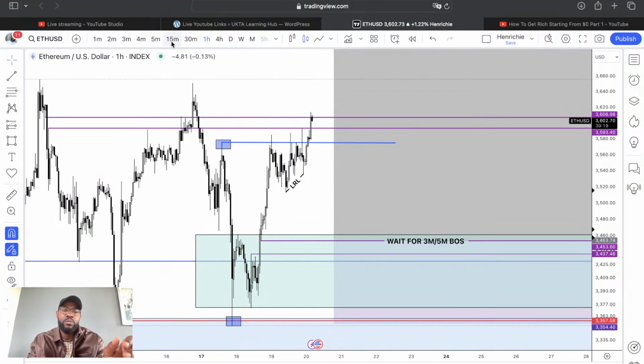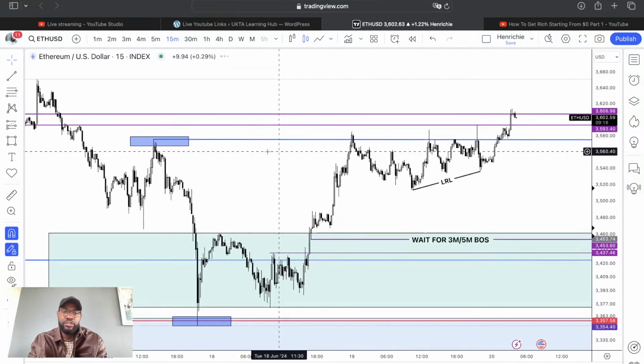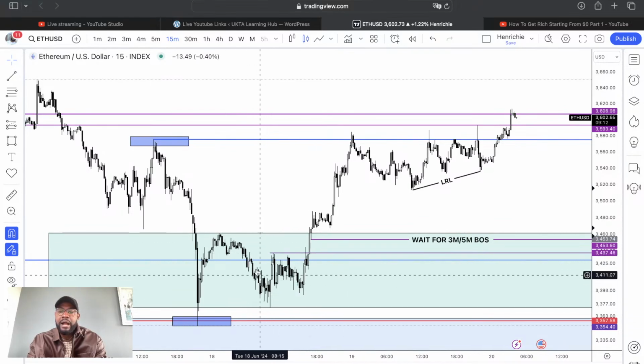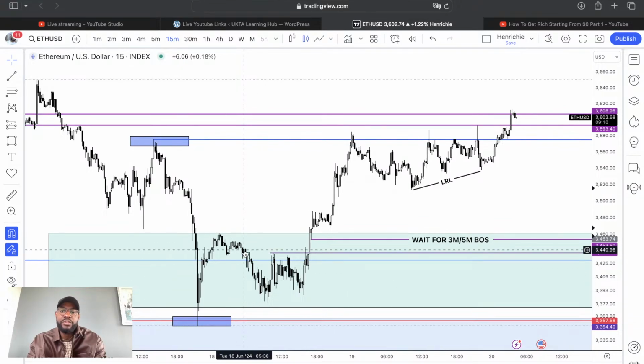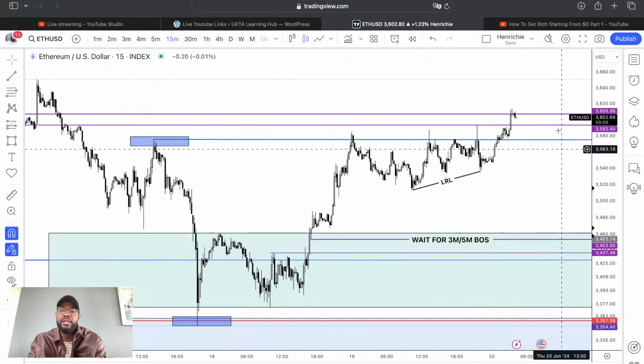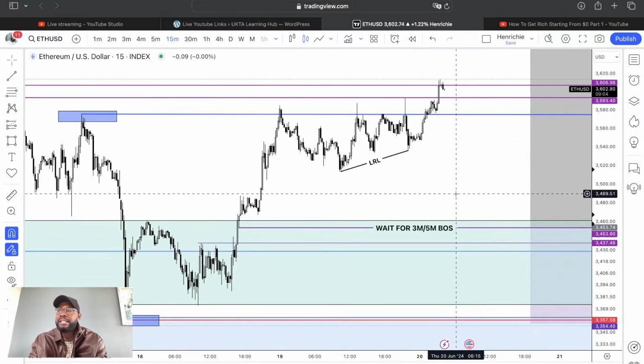But in this case, because we're working with 15 minutes break of structure right here, price coming in here, I'll wait for a 3 minute shift to market structure to the upside, and the moment I see that, I'll be looking for an entry to continue higher. So that is my analysis, and if you do have any questions, feel free to drop it in the chat.